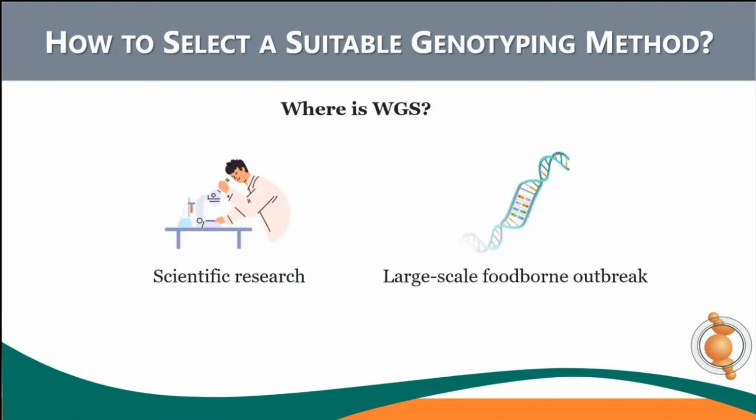So it seems like none of the situations I just described are suitable for whole genome sequencing. But where should WGS go? Whole genome sequencing is more suitable for scientific research, which requires more detailed genomic information. Also, FDA and CDC can use whole genome sequencing to investigate large-scale foodborne outbreaks, like the GenomeTrakr program I mentioned earlier. But for food processors, MLST NEXT should have enough discriminatory power for genotyping and pathogen tracking.